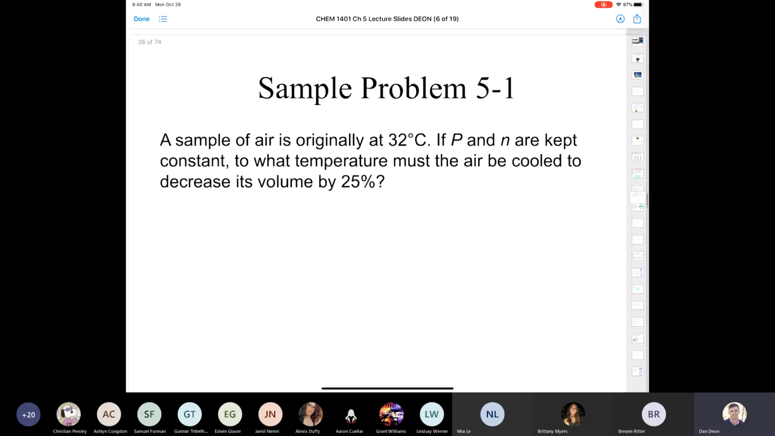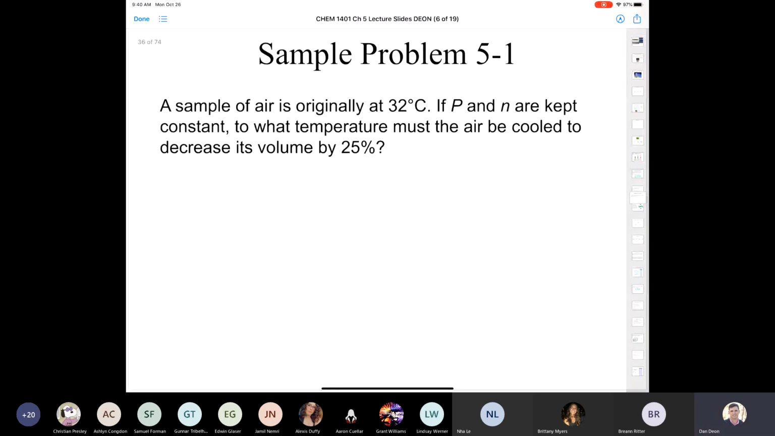Well, with that in mind, let's take a look at a problem. Sample problem 5.1 says a sample of air is originally at 32 degrees Celsius. If pressure and number of moles are kept constant, to what temperature must the air be cooled to decrease its volume by 25%? Let's think about this in terms of the ideal gas law just for a second, okay?